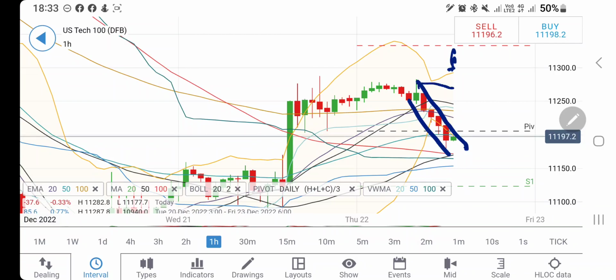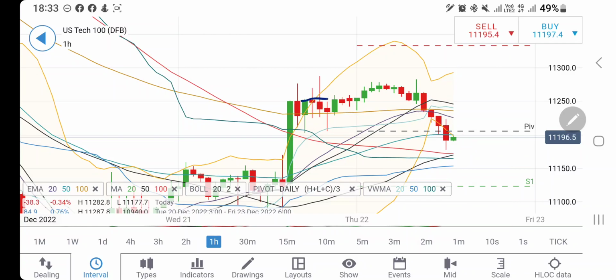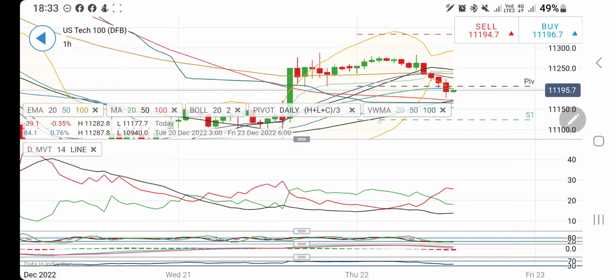Beyond 11,300, yes, you can definitely remain long, and you can expect it to rise more. Now also look at this, 11,250 itself is giving it a resistance. Yes, you can buy at 11,250, but then you have to be very cautious till 11,300 and 340-50 zone, because that may give it a very strong resistance zone.